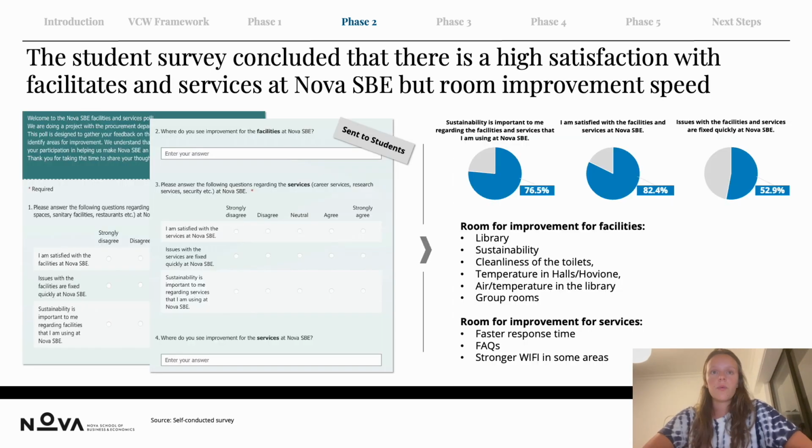One of the primary data sources that we used was generated with the student survey. For around 76% of the students that answered the survey, sustainability is important regarding facilities and services at the school. And around 80% of the students are satisfied in general with the facilities and services. And around 50% of the students answered that issues with the facilities and services at Nova are fixed quickly. So overall, the student survey concluded that there is a high satisfaction with the facilities and the services at Nova, but there is still a lot of room for improvement for both the facilities and the services.